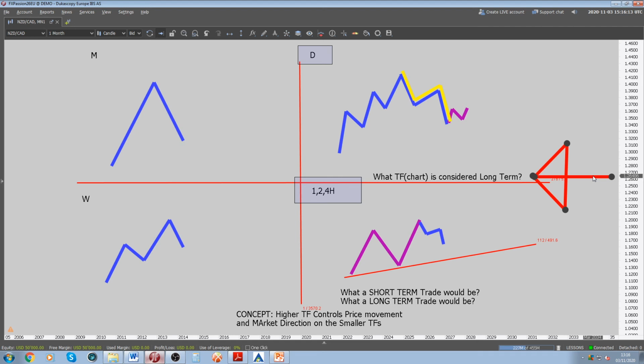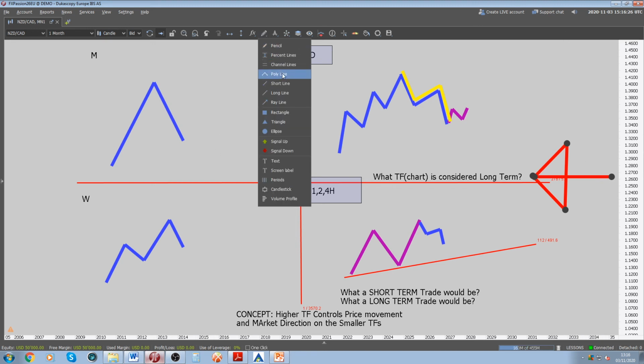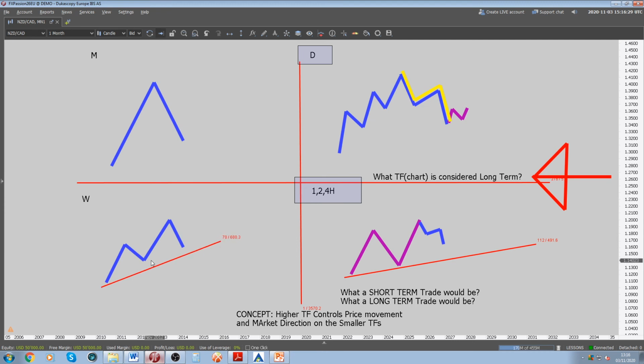Because we are retracing on the monthly, so the weekly is just the retrace of a downtrend. Husnaini, are we in a downtrend on the weekly? Are we in a downtrend on the weekly? Monthly, so what is the long-term trade? It's long or short? What time frame chart is considered to be long-term?